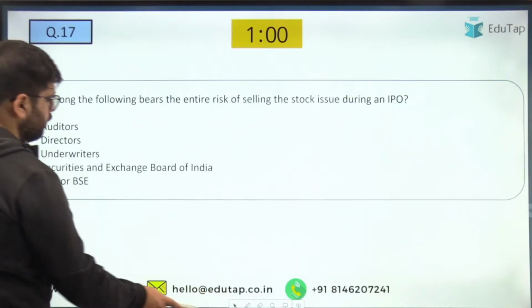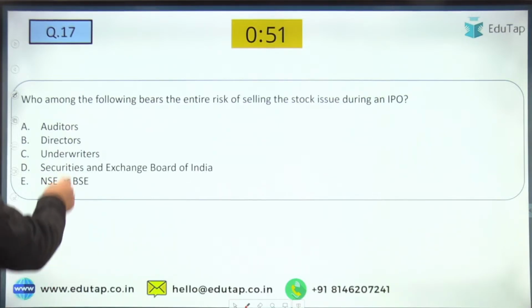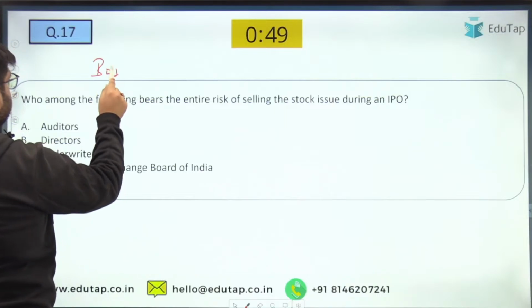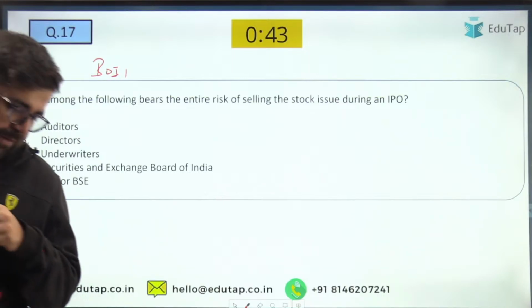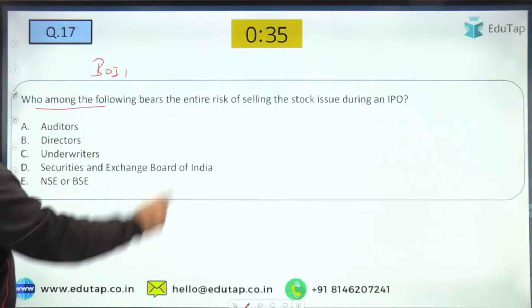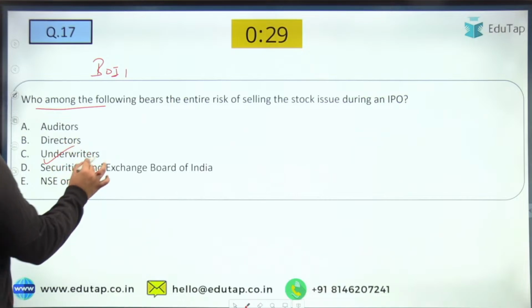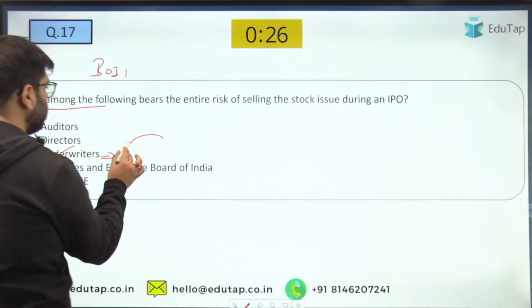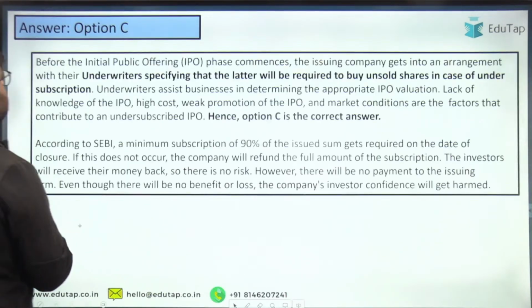Question number 17 now. Who among the following bears the risk of selling the stock on the issue of IPO? Again, taken from basics of investment only. Remember, we have done the questions of APY, NPS, types of retirement schemes in our previous classes as well. Today also we have done a few, but today my major focus is on basics of investment, the last questions. Who among the following bears the entire risk of selling? What will be your answer? 17C? Yes, underwriters. Underwriters are basically those people who assume risk so that the IPO can be successful. Very good. Let's move forward to the next question, question number 18.